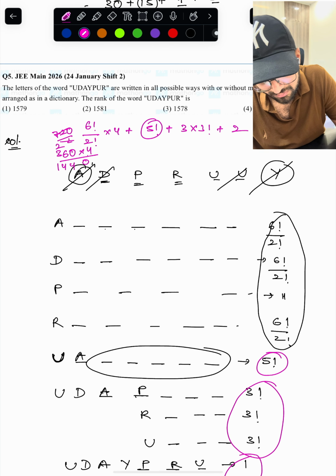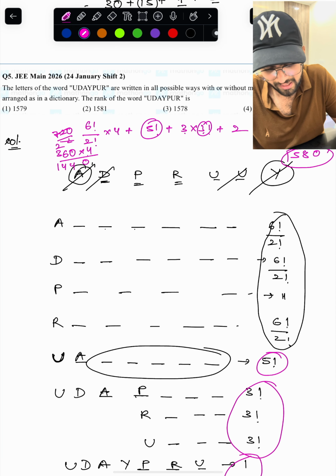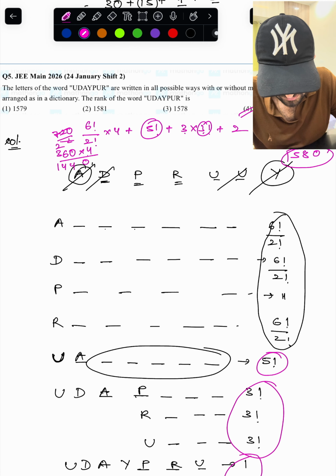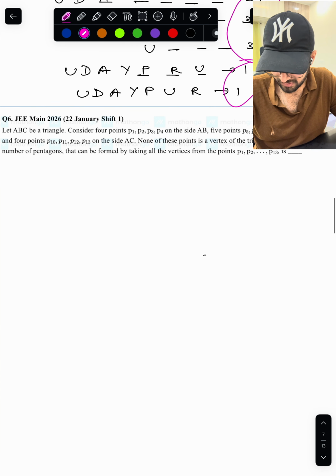1440. 5 factorial means 120. 3 factorial means 6. 6 3s are 18 plus 2, 20. So you are going to have 1580. So 1580 must be the rank of the word Udaipur. So this is also a pretty easy question, a board question, right? We can solve the question. So 1580 is the answer.